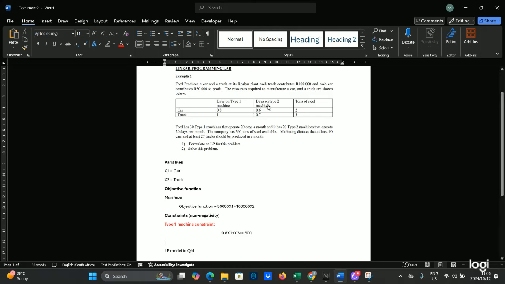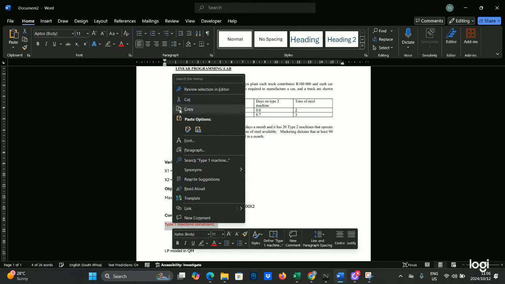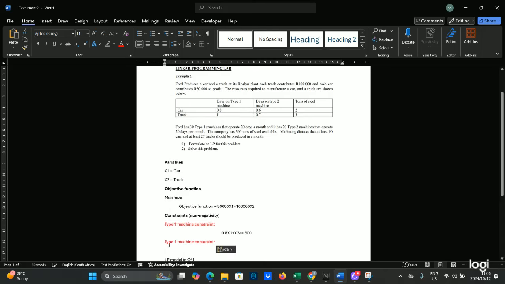And then we move on to our type two machine constraint. I'm just going to write type two. For a type 2 machine, the car requires 0.6 days on machine 2, plus the truck requires 0.7 days on machine 2. Similar case: they're saying there are 20 type 2 machines that can operate for 20 days a month, so they can't exceed this 20 days.